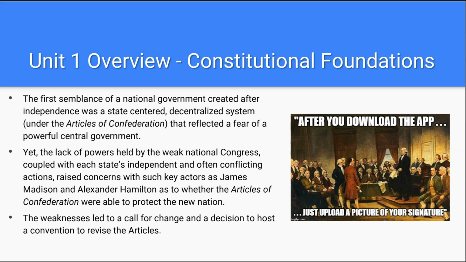The first semblance of national government here in the United States, created after independence, breaking away from England, was, as you remember, very state-centered, a decentralized system, a confederation, if you will, under the Articles of Confederation. And it reflected really the fear of the day of a very powerful central government. But it was the lack of powers coming from the National Congress, together with the actual practice of each state doing whatever they wanted, oftentimes in conflict with each other, that raised concerns for James Madison and Alexander Hamilton, among others, as to whether the Articles of Confederation was going to work for this new nation going forward. The weaknesses of the Articles of Confederation led to a call for change and a decision to host a convention, initially at least, to revise the Articles of Confederation.